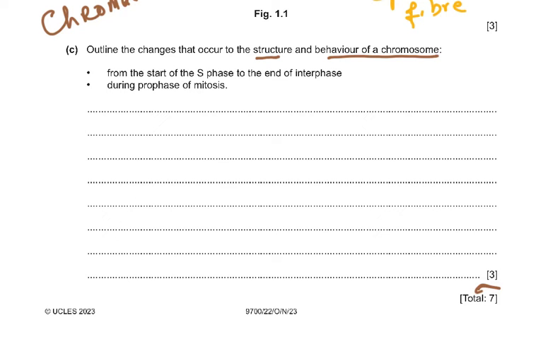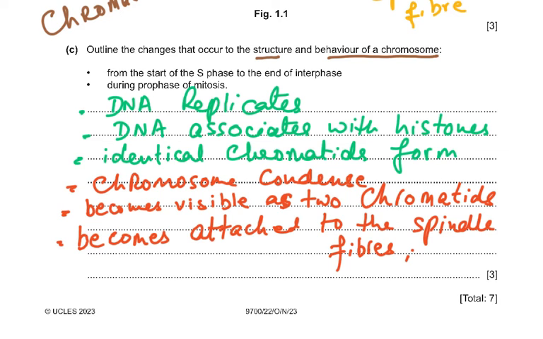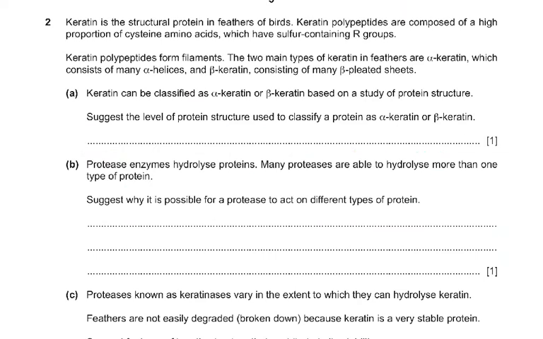So DNA replicates, that got you 1 mark. New molecule of DNA with histone proteins and identical chromatids form. Then chromosomes or chromatids condense, become visible as 2 sister chromatids, become attached to the spindle fibers, the spindle microtubules attached to the centromere. This is how we'll word it: DNA replicates, DNA associated with histones, identical chromatids form, chromosomes condense, become visible as 2 chromatids, and become attached to the spindle fibers. Question number 2.